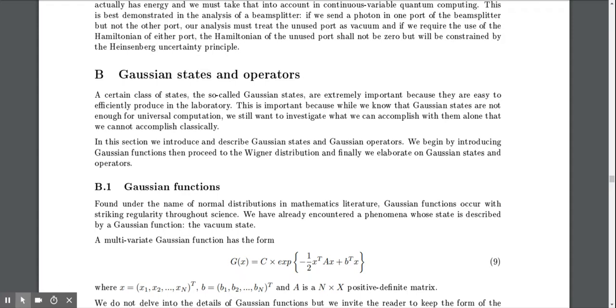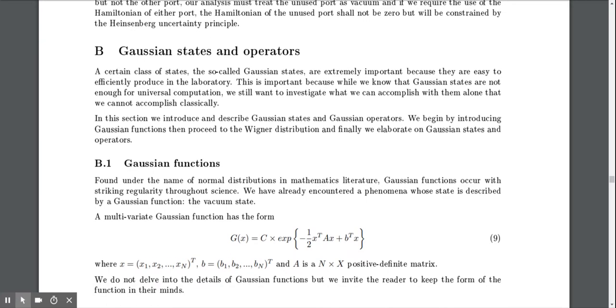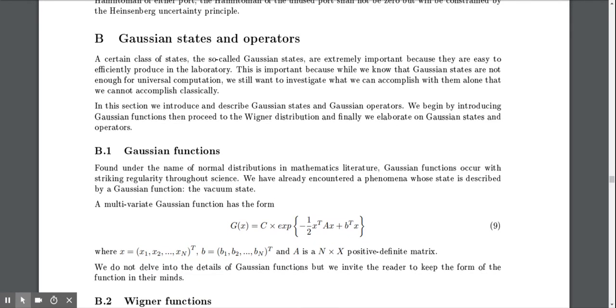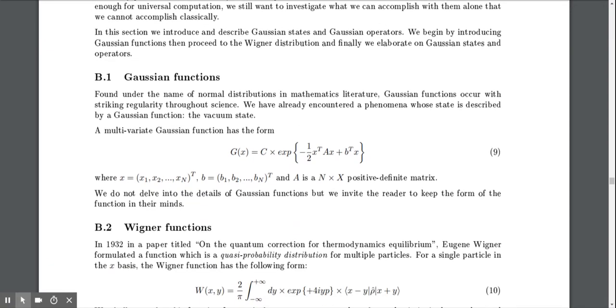A certain class of states, the so-called Gaussian states, are extremely important because they are easy to efficiently produce in the laboratory. This is important because while we know the Gaussian states are not enough for universal computation, we still want to investigate what we can accomplish with them alone that we cannot accomplish classically. In this section, we introduce and describe Gaussian states and Gaussian operators.